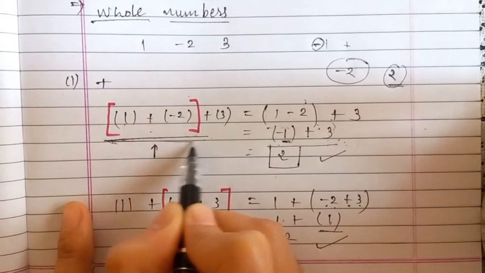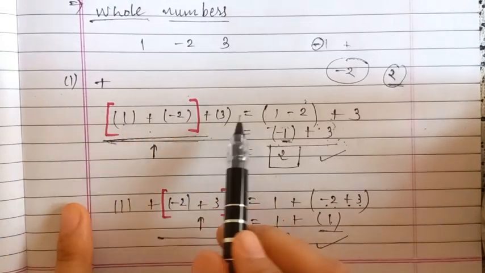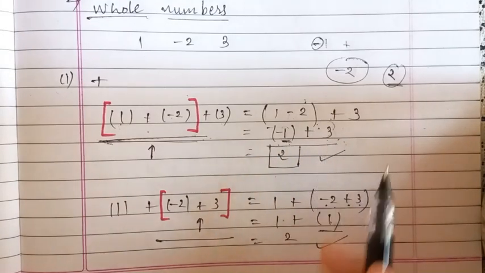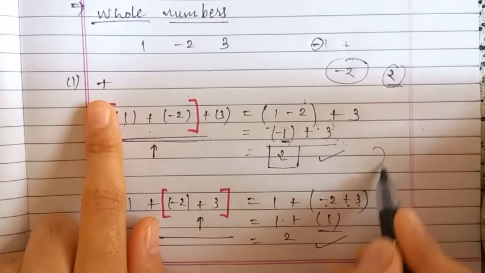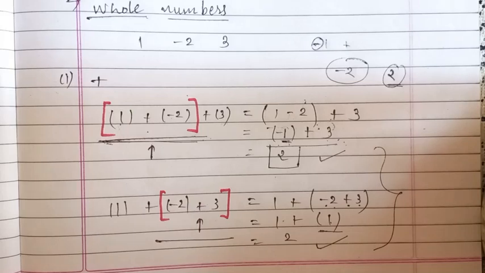these two terms which are in brackets. Then get the answer of this and proceed further. So this is for plus, and from this we can see that plus satisfies the associative property. Now let's check for subtraction.